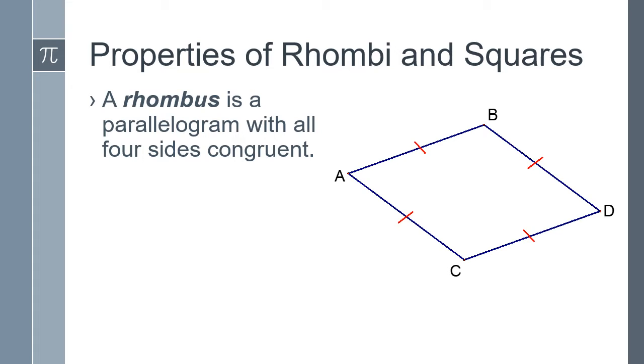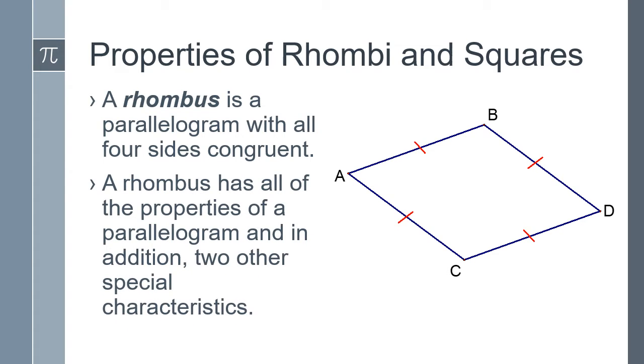A rhombus is a parallelogram with all four sides congruent. If we take a look at this drawing here, segment AB is congruent to segment BD, congruent to segment DC, congruent to segment AC. So rhombuses have all of the properties of a parallelogram, and in addition, two other special characteristics.